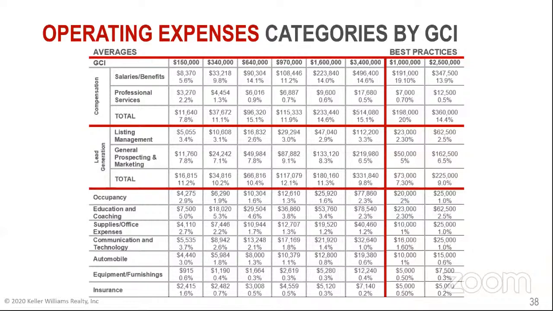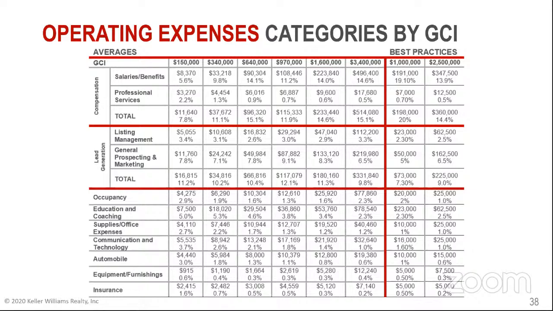So I want you to think about your expenses. How close are your operating expenses to the percentages shown in the table of the category, or the production level, that you're closest to? When we're looking at office supplies, are you spending about $4,100, or are you spending more than $4,100? When you think about your occupancy costs, is it about $4,200 or is it less? Or is it much more?